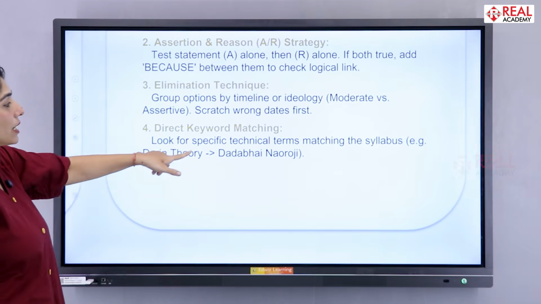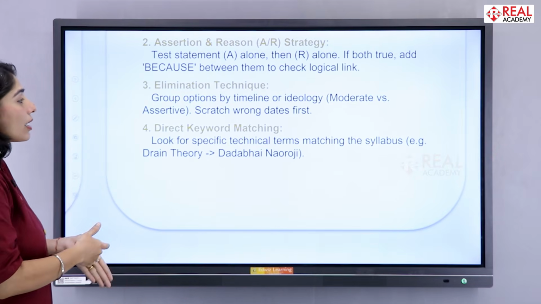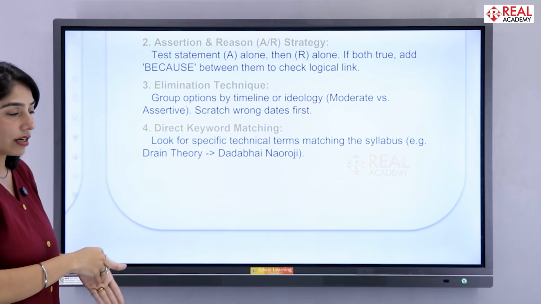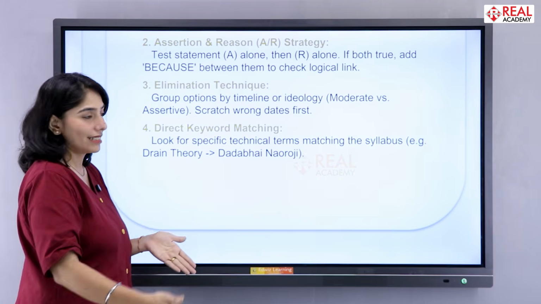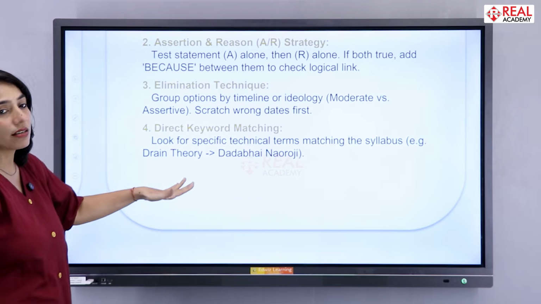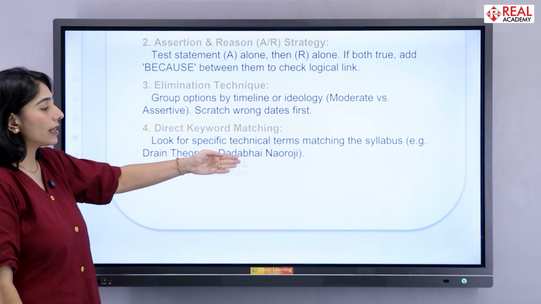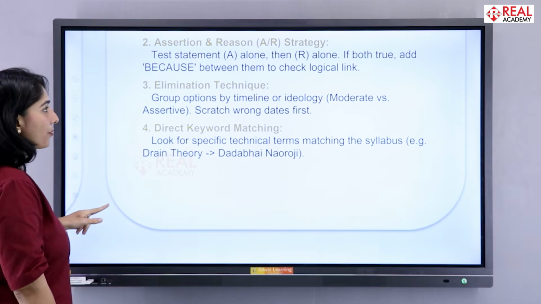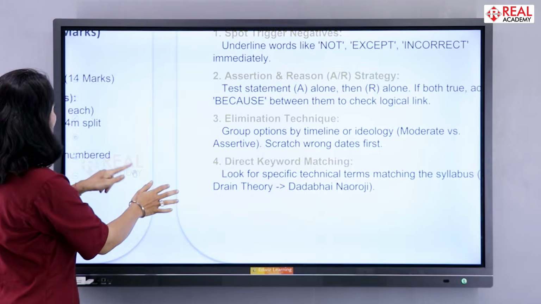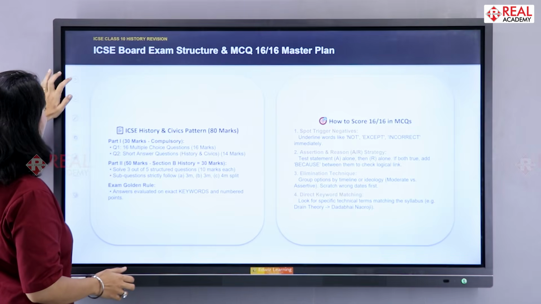Next, direct keyword matching. That is, look for specific technical terms which match the syllabus. For example, drain theory. Who came up with this? Dadabhai Naoroji. Next, we move to the next slide.